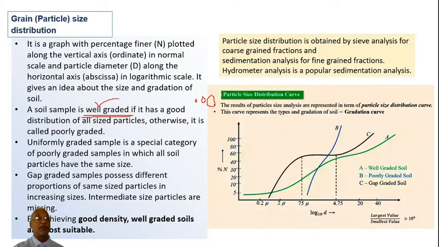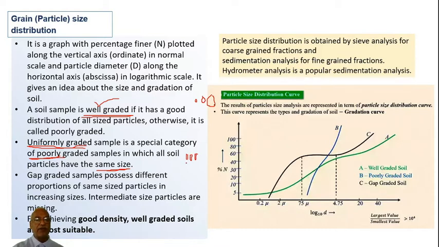A soil sample is well graded if it has a good distribution of all sized particles, otherwise it is called poorly graded. Now, a uniformly graded soil sample is a special category of poorly graded. Make a note of this again. Poorly graded. Uniformly graded is not well graded. It is poorly graded. What is uniformly graded? Sample in which all the soil particles have the same size. If you have a particle of exactly the same size, once again exactly the same size particle, almost once again.